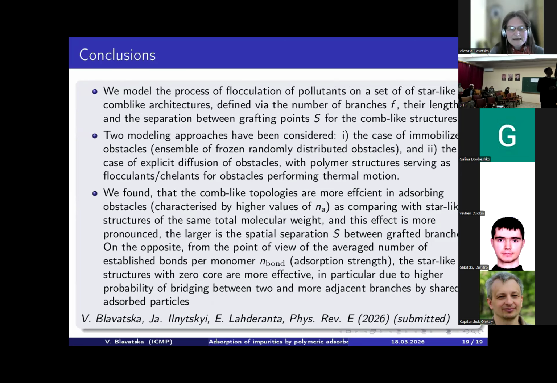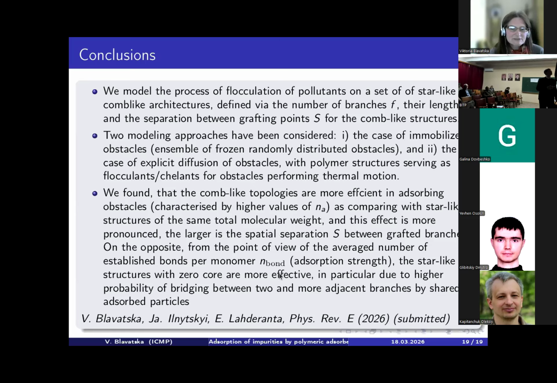So actually, to conclude, I wanted to present some findings of peculiarities of adsorption processes of pollutant particles on a set of different complex polymer structures. As an example, we considered star-like and complex structures. And what are the main findings?